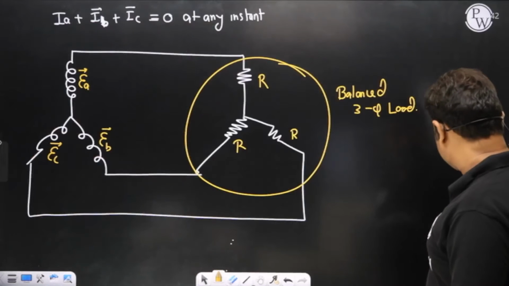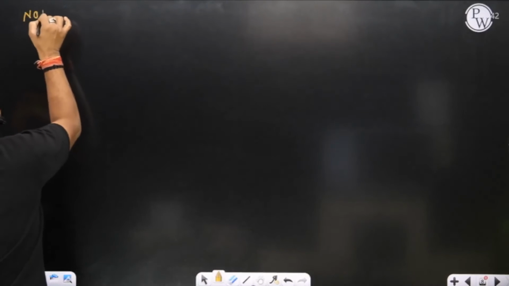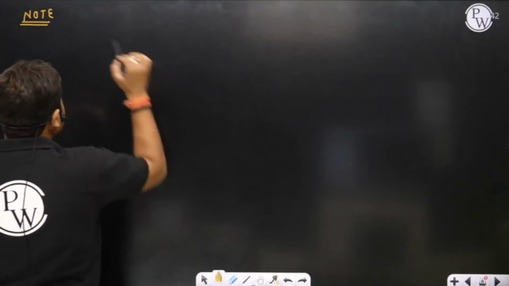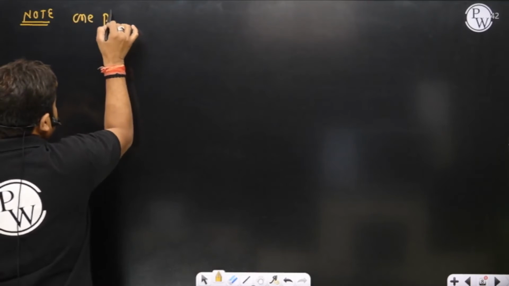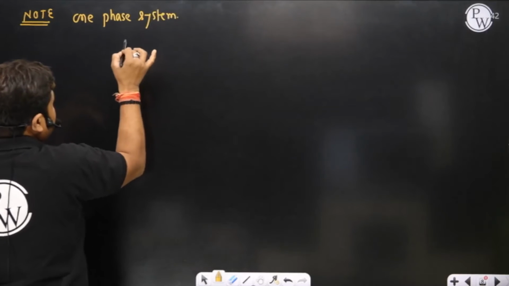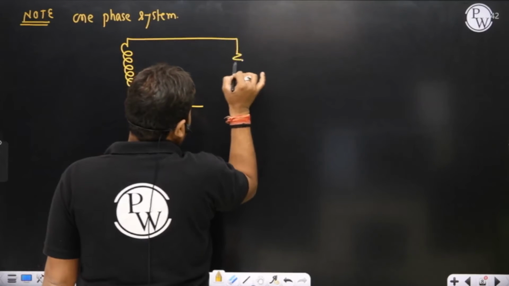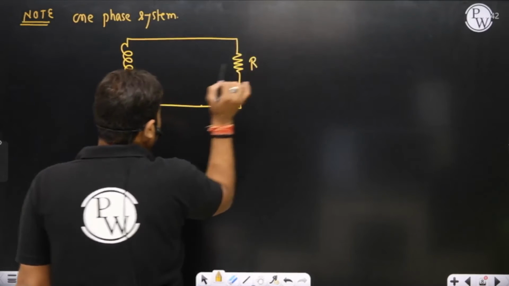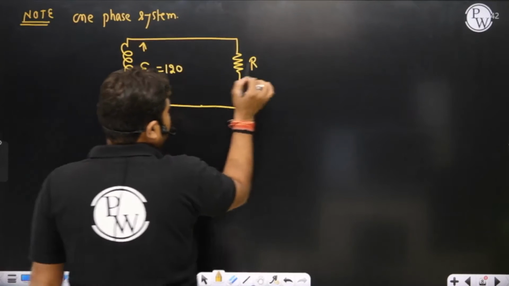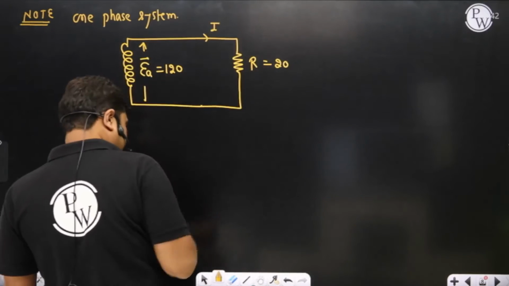Now please observe. I am going to show you one very important thing again in a note point. Consider a one-phase system. In a one-phase system, we have a resistance R and an EA. Let us suppose this EA effective value is 120, the resistance R is 20, and current I is flowing. What is the nature of this EA?